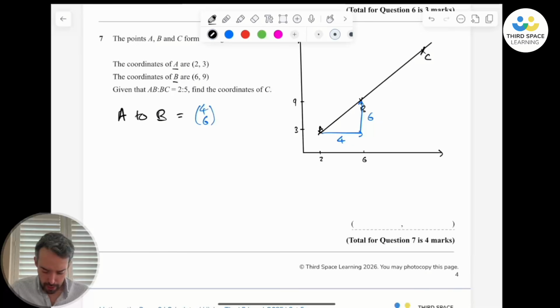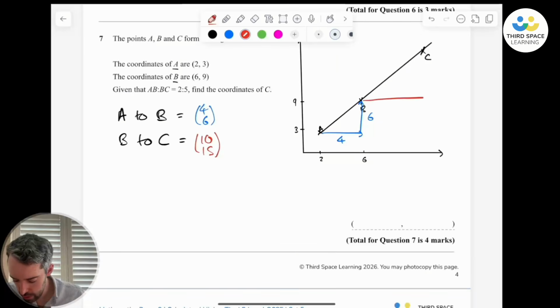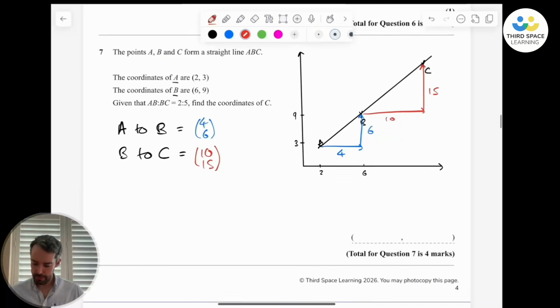Now, from B to C, in the ratio, this is 2 parts, this one would be 5 parts. So let's think about what that would be. I'm going to have to divide both of these by 2 and then multiply them by 5. So let's do that. 4 divided by 2 is 2. 2 times 5 is 10. And 6 divided by 2 is 3. 3 times 5 is 15. So to get from B to C, we're going to need to go 10 to the right, and we're going to need to go 15 up, like that. Great.